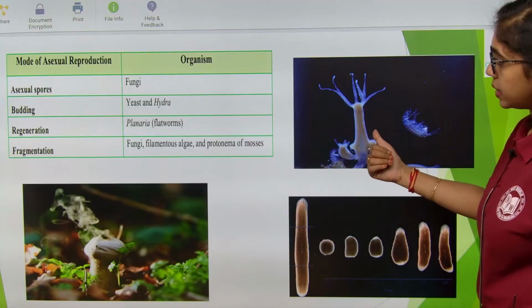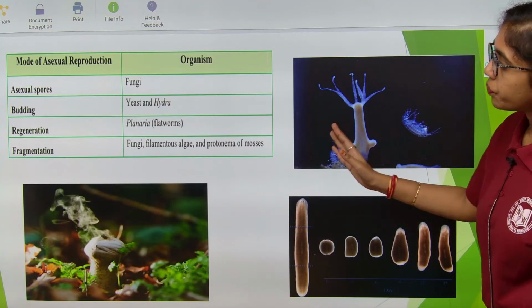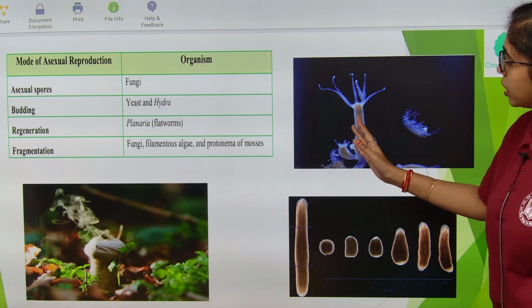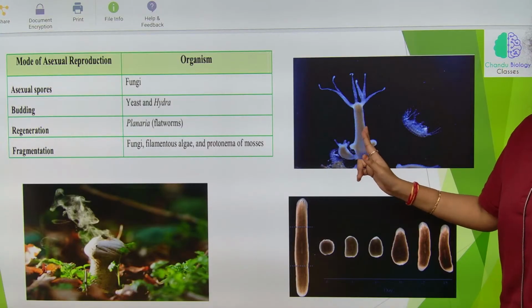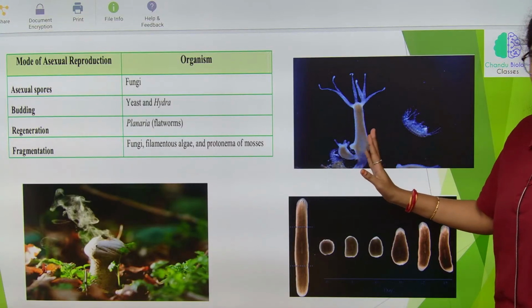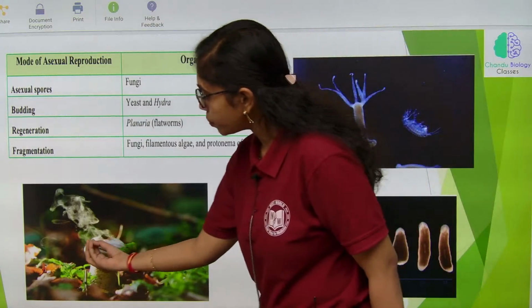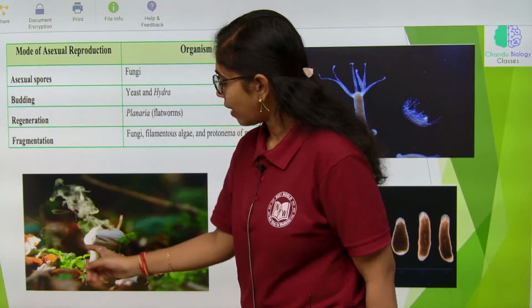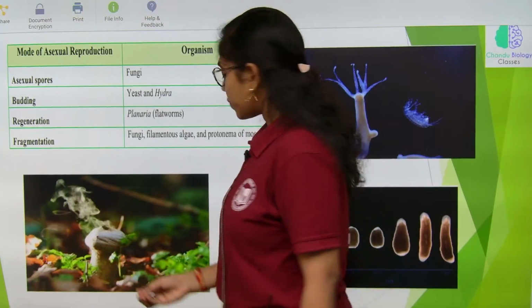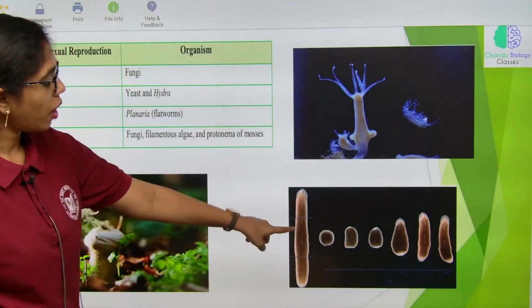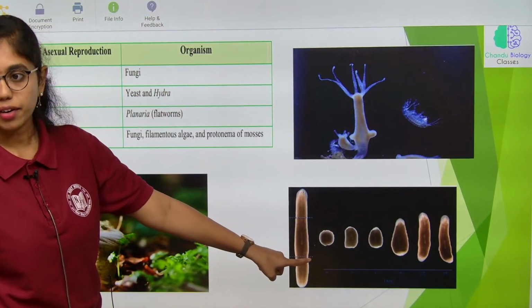So here you can see the budding process of yeast or hydra. This is the image of hydra, budding process of yeast or hydra. And here you can see how spores are released from the fungi like puffing. Okay. And then this is the image of regeneration in planaria.